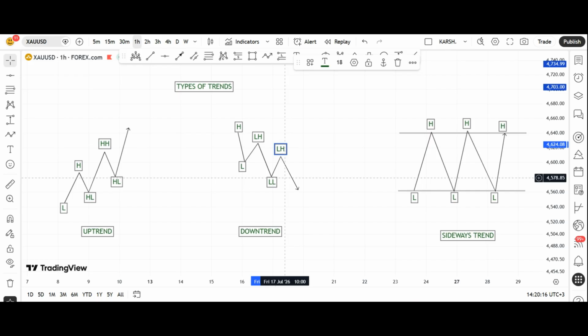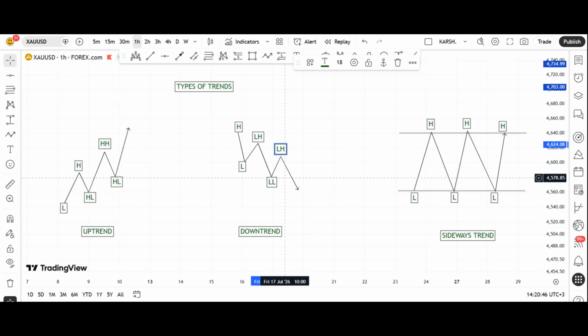Remember, we are following the trend. The trend is our friend, so make sure you're following the trend. In a downtrend, we are looking for sales only, and in an uptrend, we are looking for buys. A downtrend can also be called the bearish market. That means there are more sellers in the market than buyers, and sellers are in control.